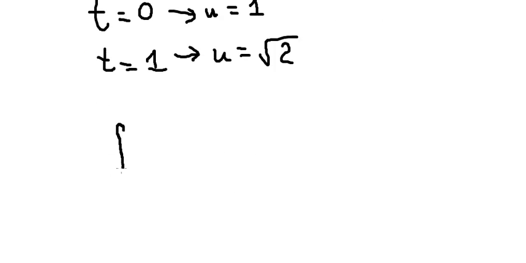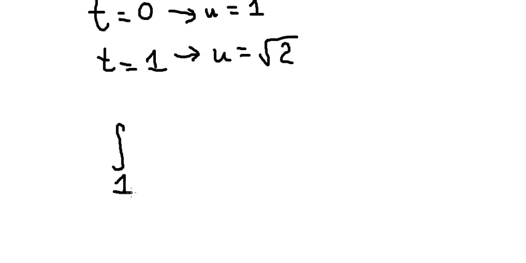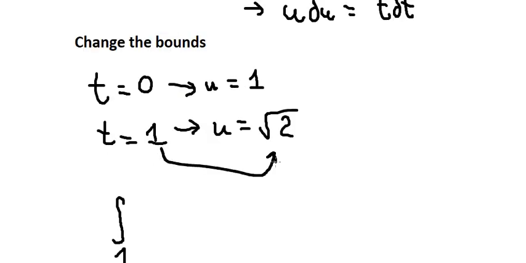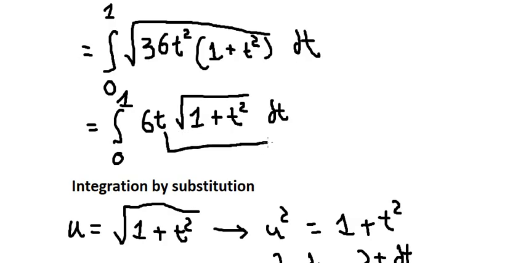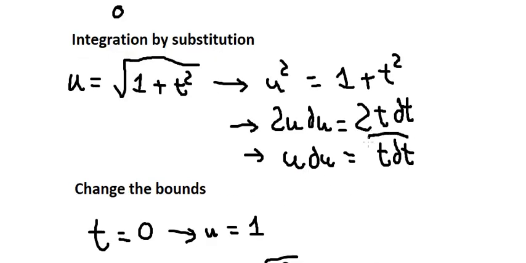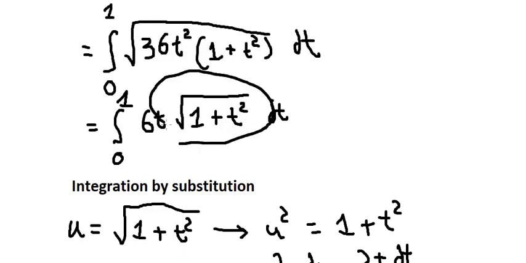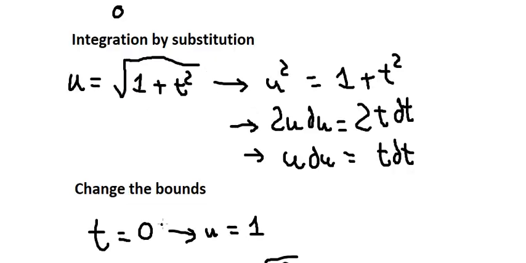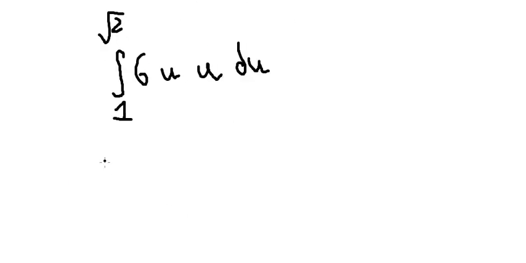And now we need to change the new one. Number 0, we change by number 1. And number 1, we change by the square root of number 2. So t dt, that's it in here, we change by u du. The square root of 1 plus t squared we change by u. Number 6 we keep the same. And now we have like this.